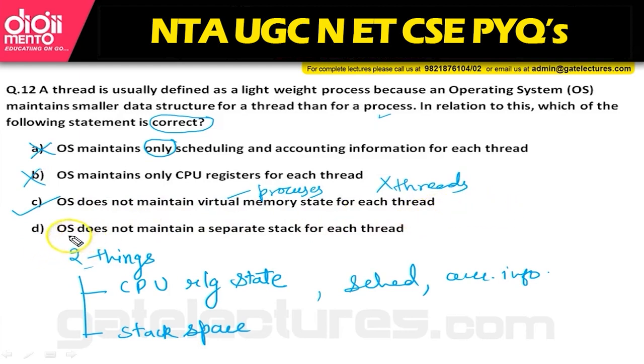Now the next option says OS does not maintain a separate stack for each thread. This is wrong, because sometimes there is shared data. Okay, so you must be thinking about the TLB, page table, and all these things. They are actually shared. Why? Because there are many processes which can belong to the same TLB and the page table. Okay, so that's why they are shared, they are not separate. So only option C is right here. Virtual memory is actually concerned with our processes only, not with the threads. Threads are very lightweight.